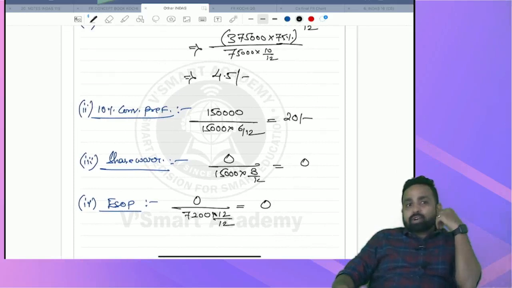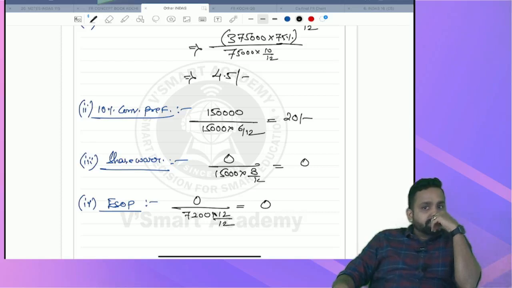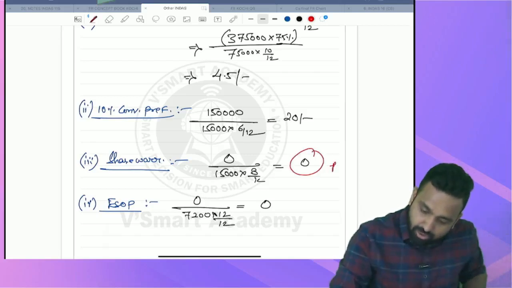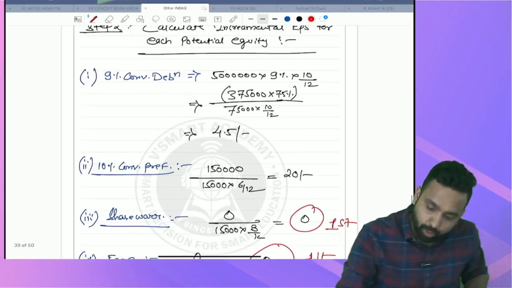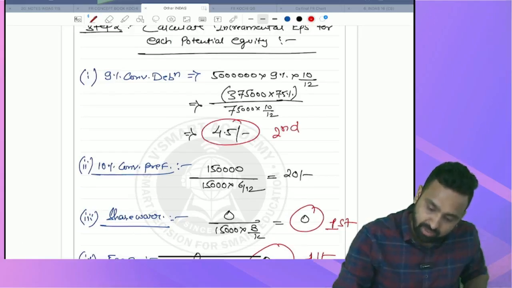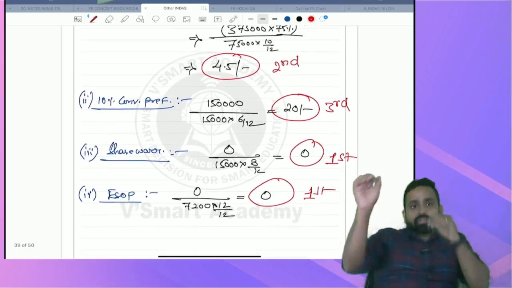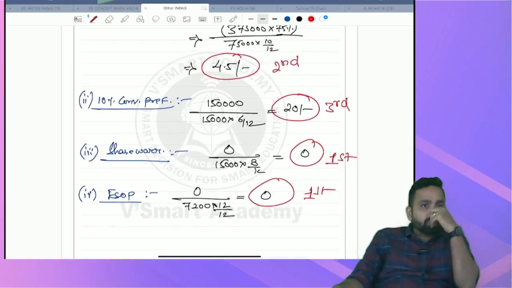Now go with the increasing order. What is the first place? Increasing order, from low to high. 0, I will treat it as first rank. 0, I will treat it as first rank. 4.5, I will treat it as second rank. 20, I will treat it as third rank. Just write it first. I'll tell you how to work on it.